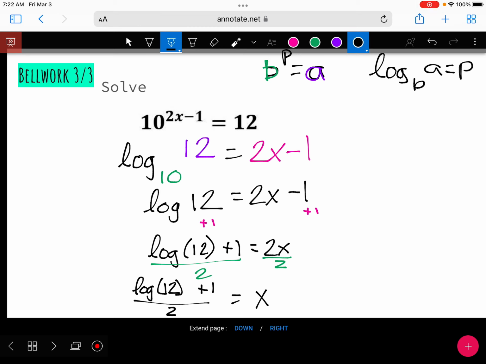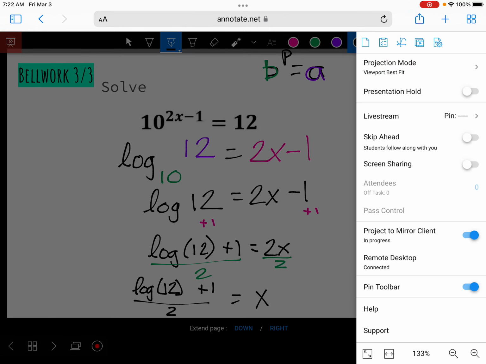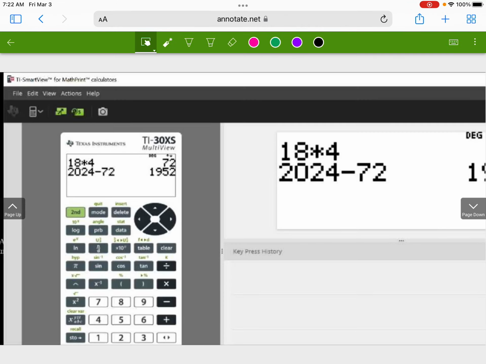Not super helpful if I want to take that many steps, because I got nothing as to where that might be. So in order to figure out an actual value, what we're going to do is get the calculator.